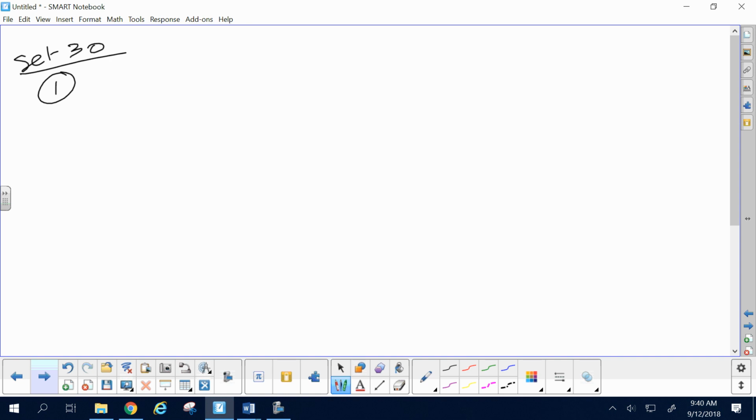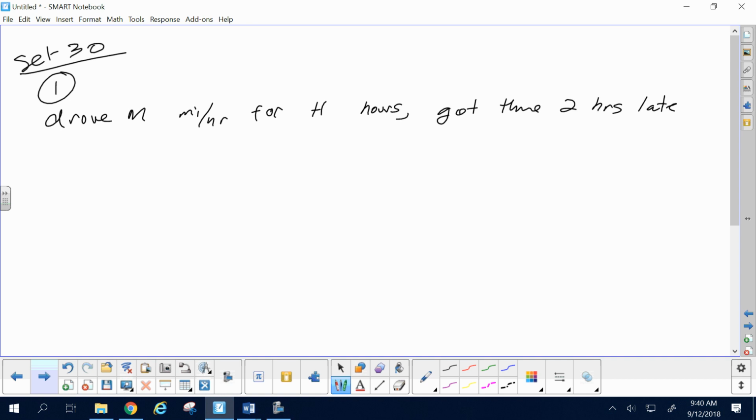So, I could go at this a couple different ways, but let me go at it this way. So it says Dean Hudson drove M miles per hour for H hours. Got there 2 hours late. How fast?